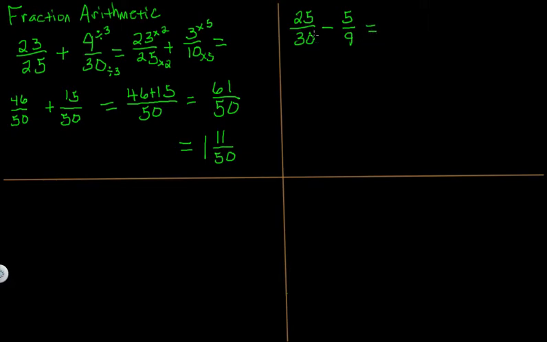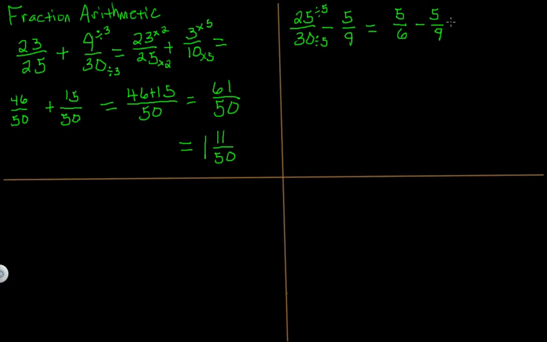But one thing we may also notice is that 25/30ths is not in simplest form. So perhaps we will want to simplify the 25/30ths by looking at the common factor between 25 and 30. One common factor that jumps out to me is 5. So if we divide both 25 and 30 by 5, then 25 divided by 5 is 5, and 30 divided by 5 is 6. So we have 5/6ths minus 5/9ths.